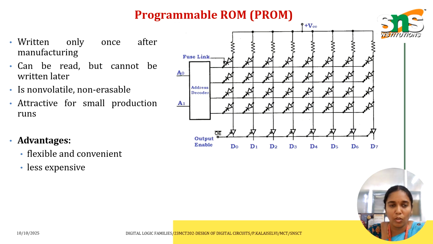The types of ROM are PROM, EPROM and EEPROM. First is PROM, that is programmable read-only memory. It comes blank and can be programmed once by the user using a PROM programmer. Once written, the data is permanent, so it is not erasable. This is called PROM, programmable read-only memory. It is very flexible and less expensive. Those are the advantages of PROM.